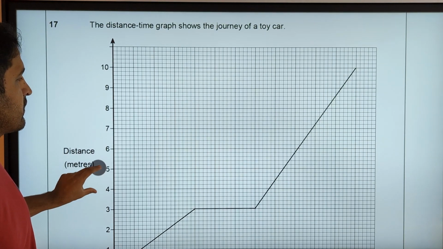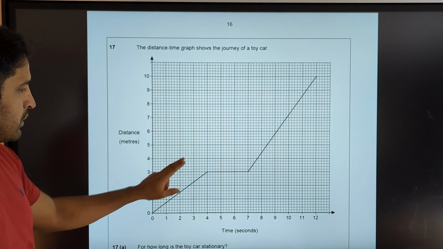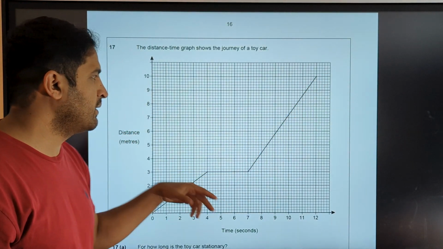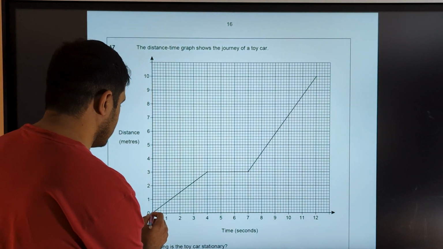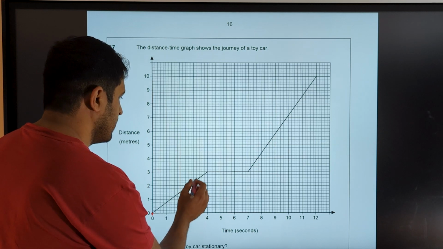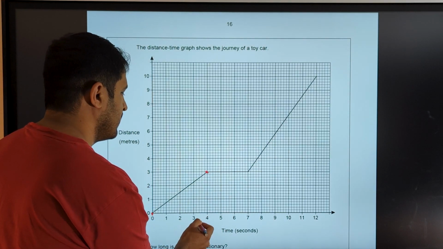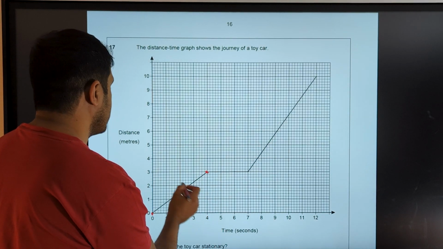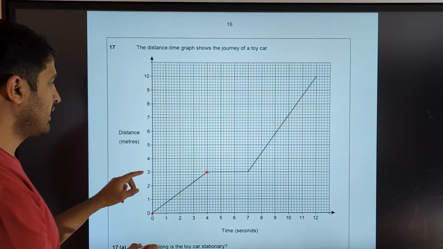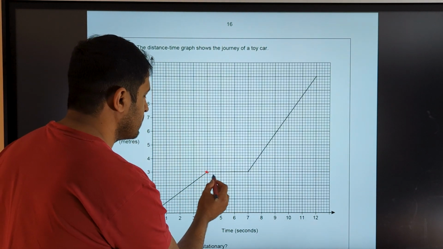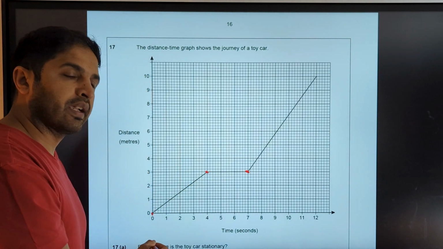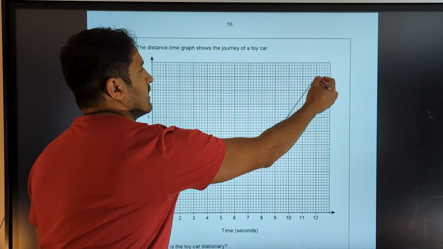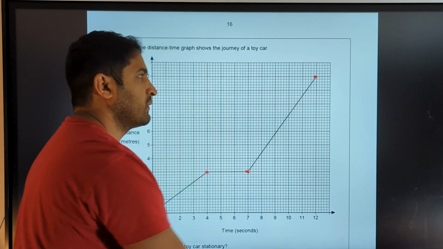The speed distance graph has been given to you here. If you can't see it properly, make sure you have your paper with you or try to find it. So that's the line here. It starts from 0, goes to 4 seconds, time is 4 seconds, and the distance is 3 meters here. Then it goes from 4 seconds to 7 seconds. Distance is still 3 meters, and then it finishes at 10 meters in 12 seconds.